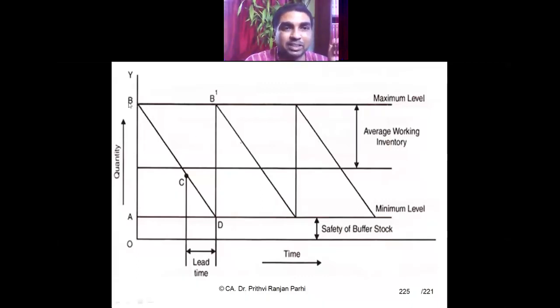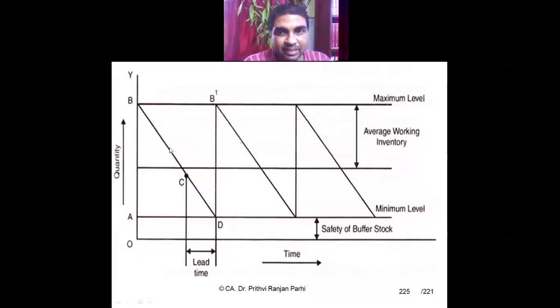Suppose this is what we call the maximum level. This is the maximum level of stock we should have. If you keep more than that, then our carrying cost will be more. Right? We should keep this much stock at maximum. And once you start consuming over a period of time, the stock will come down. You'll be reducing the stock quantity.